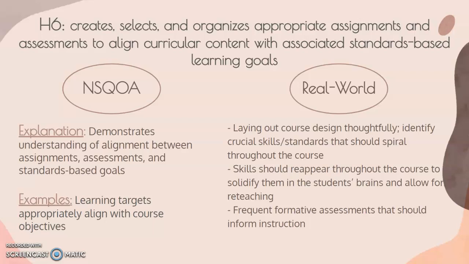So for me, I might choose the standard that talks about poetry. I mean, we read a lot of poetry in my class. I know we're going to hit that standard over and over again. I know I'm going to keep assessing it. So I'm going to choose that as a crucial skill. And then these, again, should reappear throughout the course. A student is not necessarily going to remember if you talked about irony once in October, but if you talked about it in October and November and January and March, then that student is more likely to understand irony when they leave. And then, of course, those frequent formative assessments and going back to reteach as necessary.